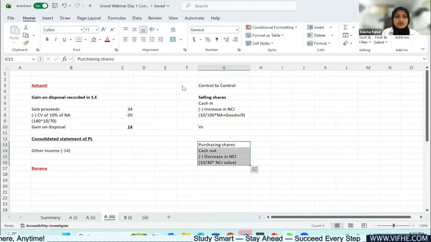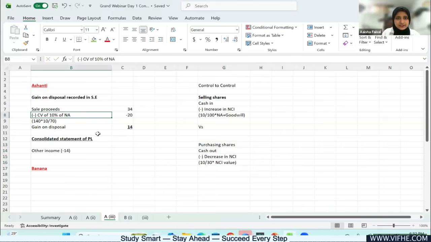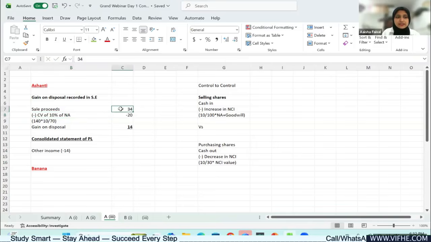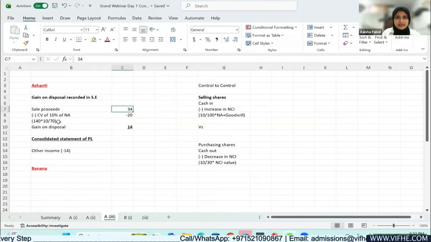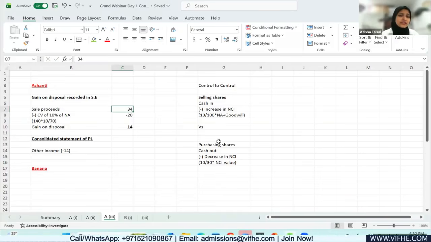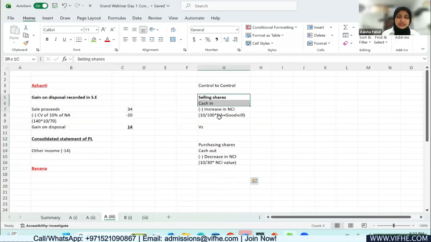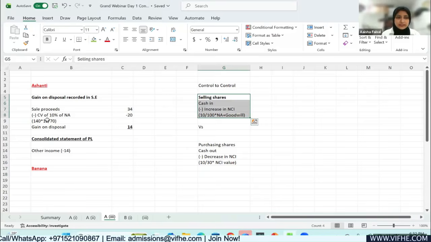Okay. So in this Ashanti scenario, you were selling shares and the calculation that has been done is sale proceeds compared with the carrying value of the 10% of net assets, where you have taken 1 by 140 into 10 by 70. You have not done it by 100. So this is where the confusion arises. You all start thinking, why by 70? That by 70 should come in case where we're purchasing shares, not selling shares. So understand the concept was totally different.